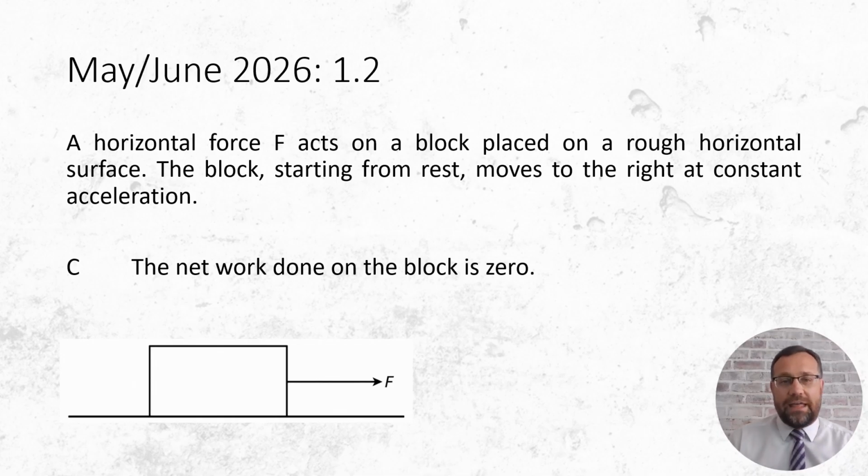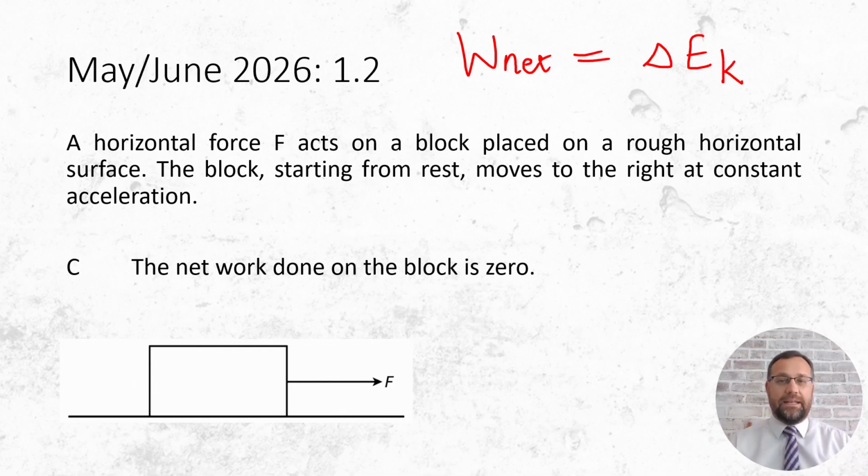You know that the net work done, W net, is equal to the change in kinetic energy. We've already established that the velocity of the block increases, hence its kinetic energy will also increase. Therefore, the net work done will be a positive value. It will not be equal to 0, so C is false.